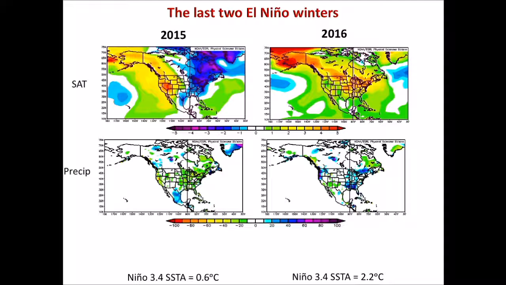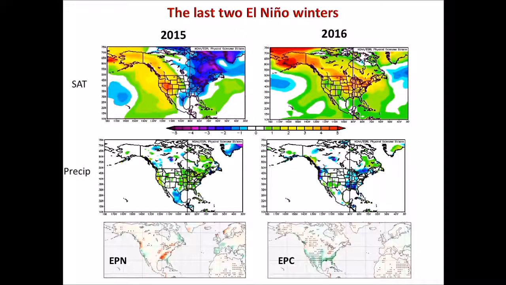Precipitation-wise, you can see 2014, 2015 was much drier, particularly over the eastern U.S. And in terms of the composites, over the eastern U.S. there's pretty good correspondence. Over the southwestern U.S., not so much. Remember, this was very dry, and especially for the 2015, 2016 winter, it was a surprise that it was so dry over the southwestern U.S.